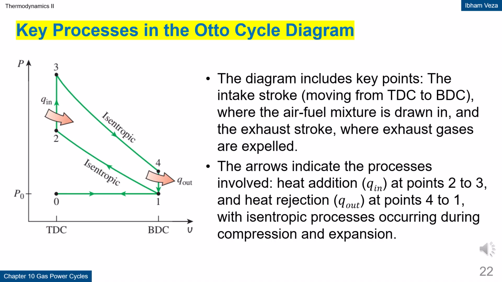Key processes in the Otto cycle diagram. This diagram presents the main processes of the Otto cycle in PV coordinates. Compression and expansion occur isentropically, indicating no change in entropy. Heat addition takes place at constant volume from point 2 to 3, while heat rejection occurs at constant volume from point 4 to 1. The arrows on the diagram indicate the sequence of processes. This representation links the thermodynamic model to the piston motion in the cylinder.